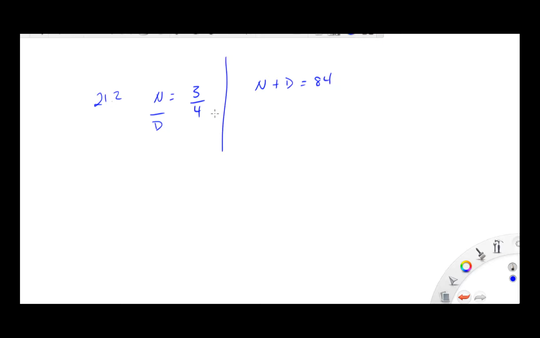Now, you might not think we have two equations, but this will give us an equation, and this definitely is an equation, okay? When we have an equality, we can cross multiply. So our equation A here is going to be 4n equals 3d. Our equation B is already set up, n plus d equals 84.